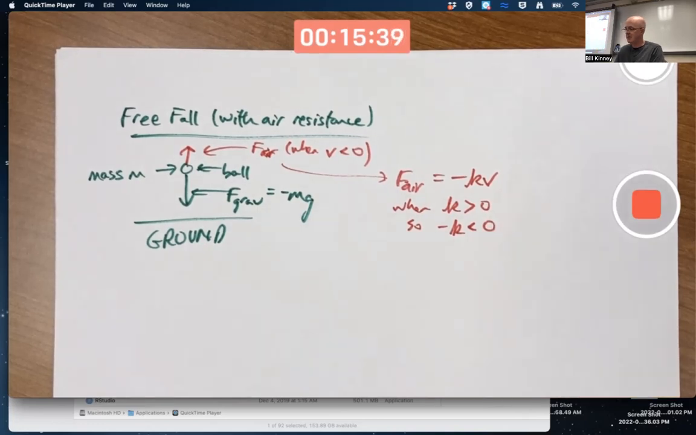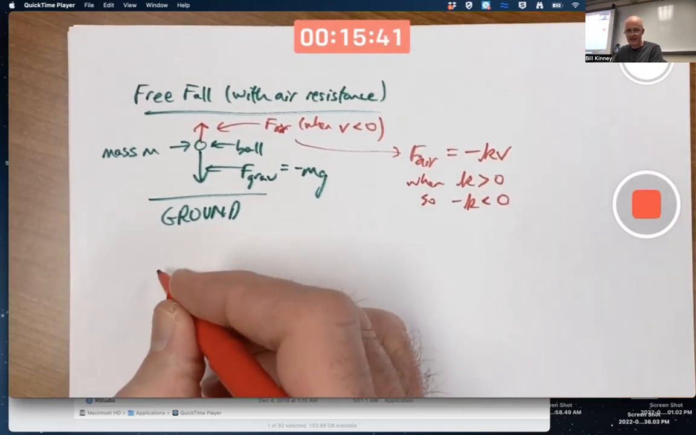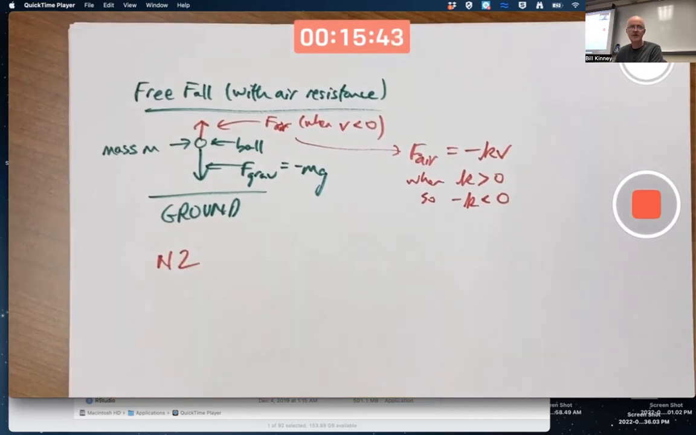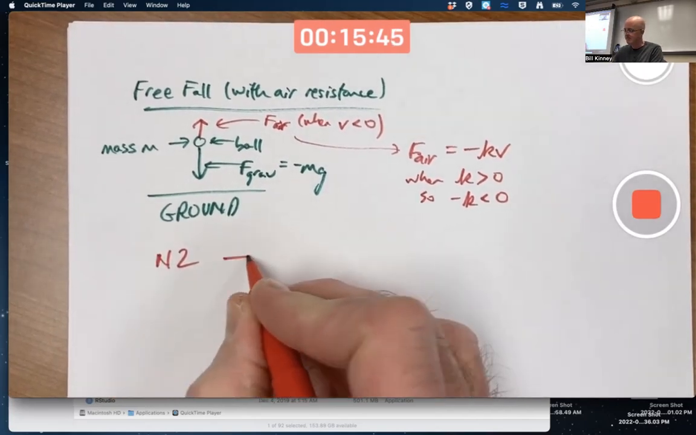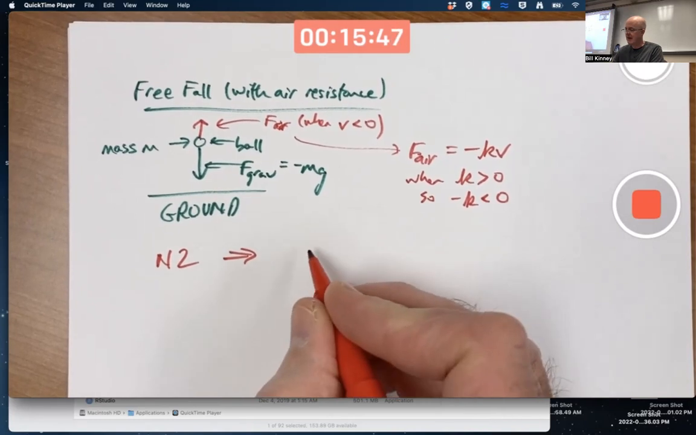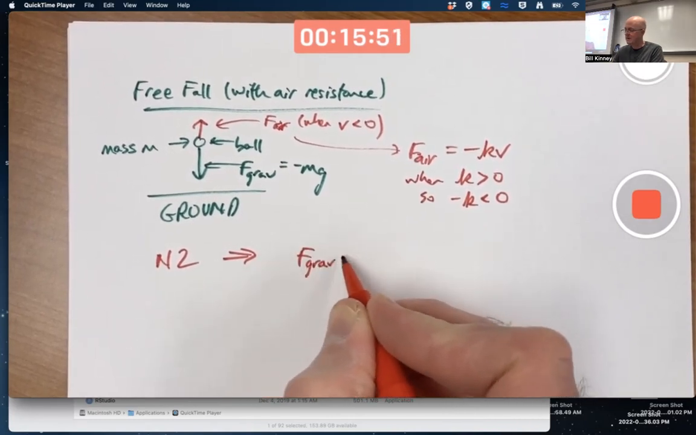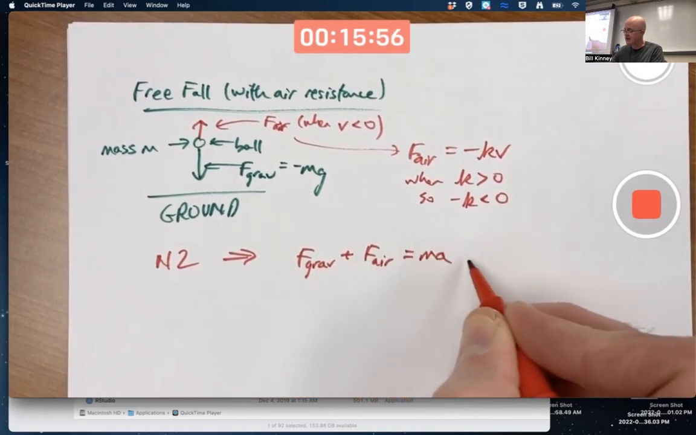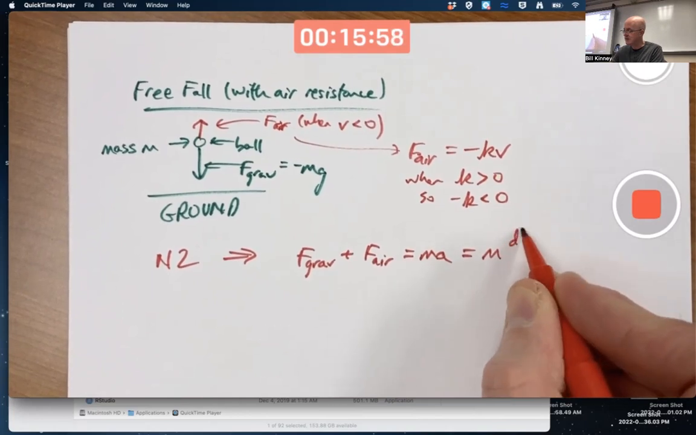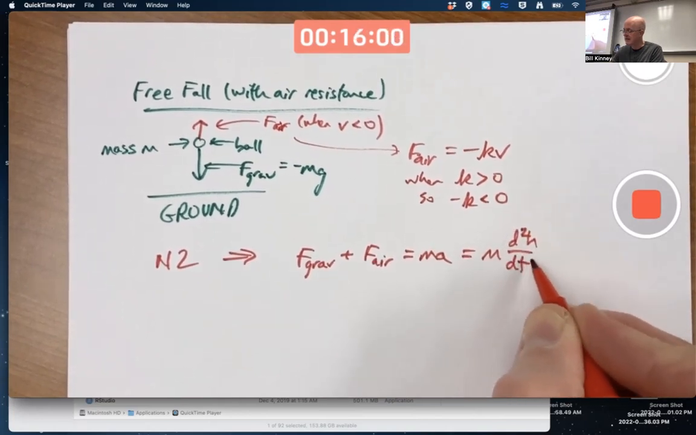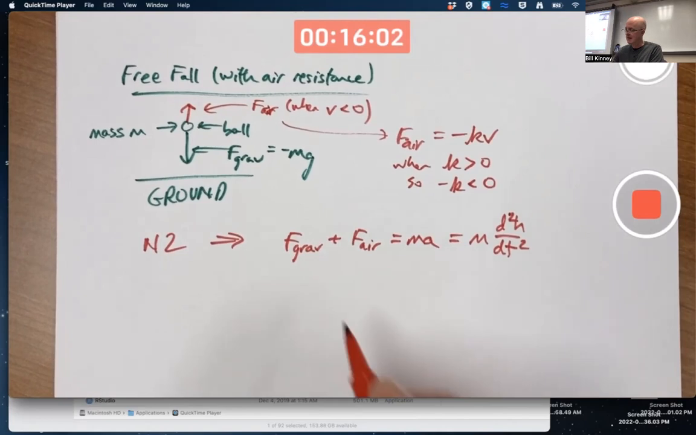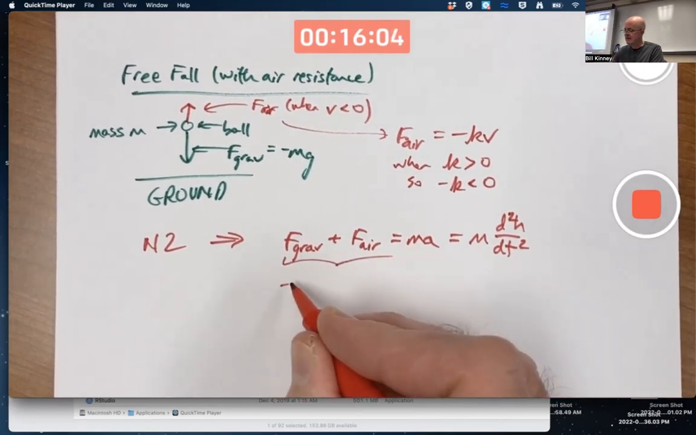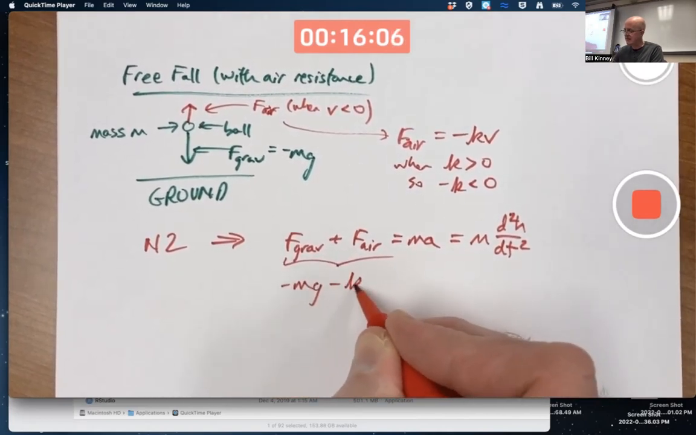Let's see what the model would predict. We once again use Newton's second law, N2, I'll abbreviate that for short. F equals ma implies, well, I need to add the gravitational force to the air resistance force and say that equals mass times acceleration, mass times the second derivative of h with respect to t. But this is the same as negative mg minus kv.